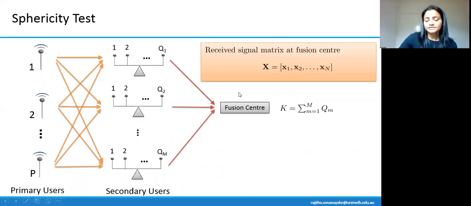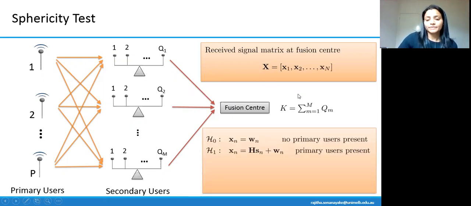Okay, so I can write the signal received at the fusion center in this form. If I assume that I collect signals over, say, N time samples, I have N columns in this X matrix, and each of these columns is a K by 1 vector, because I have K antennas in total. So I have this K by N matrix, which is my received signal matrix. And if I look at the nth column of this matrix, I get something like this.